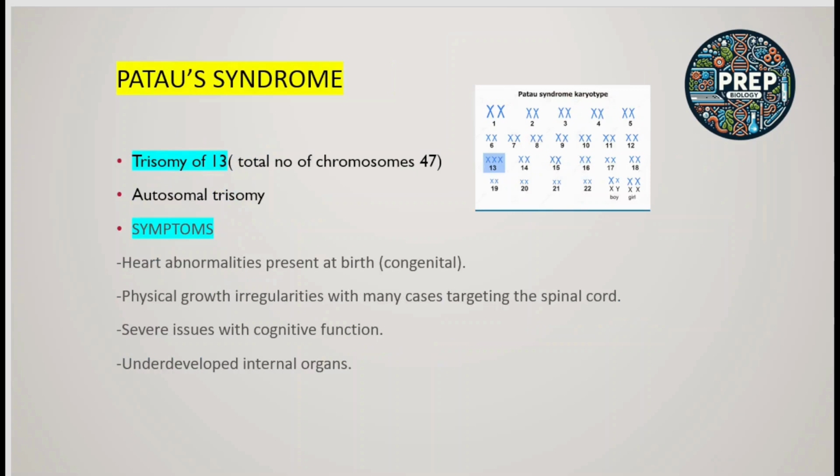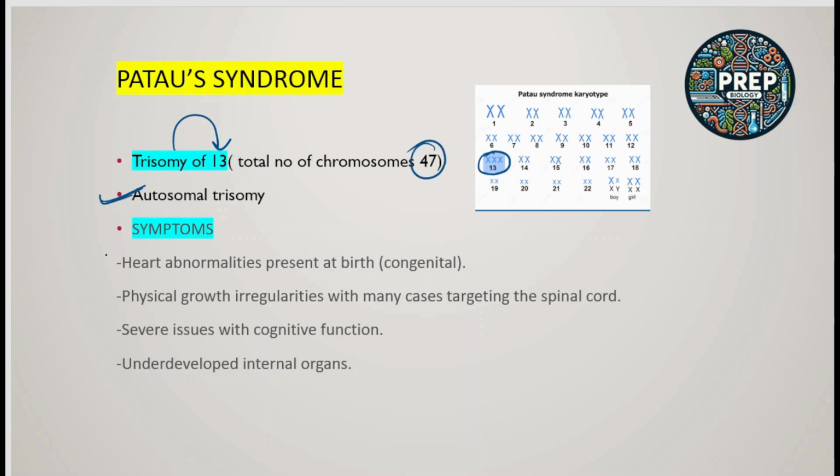Next is Patau's syndrome. This is the autosomal condition. Okay, so this is an autosomal disease. What happens in Patau's syndrome is that at the 13th chromosome, trisomy is seen. Okay, trisomy, that is the addition of one extra chromosome, is seen. Trisomy 13 takes place in Patau's syndrome. The total number of chromosomes is 47.